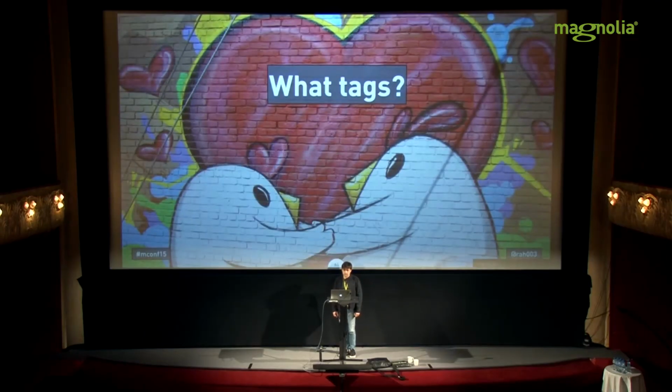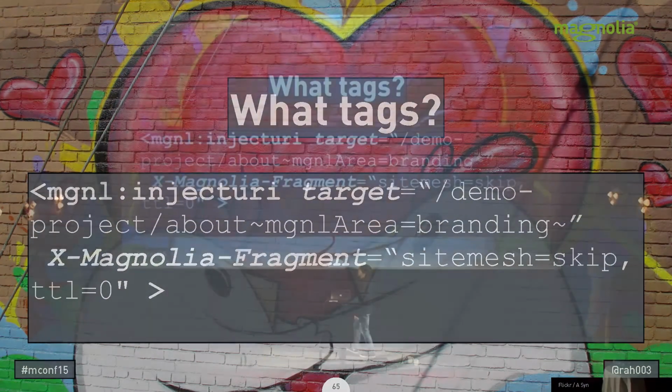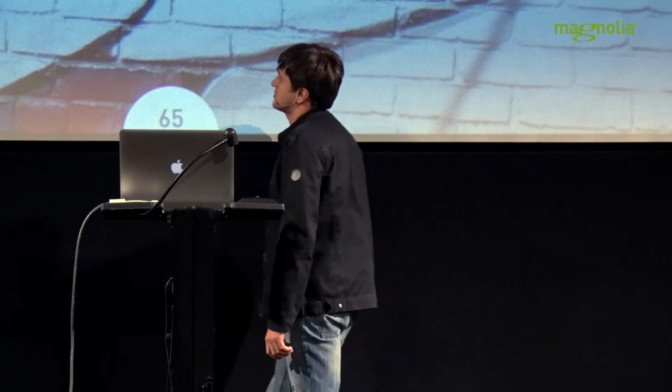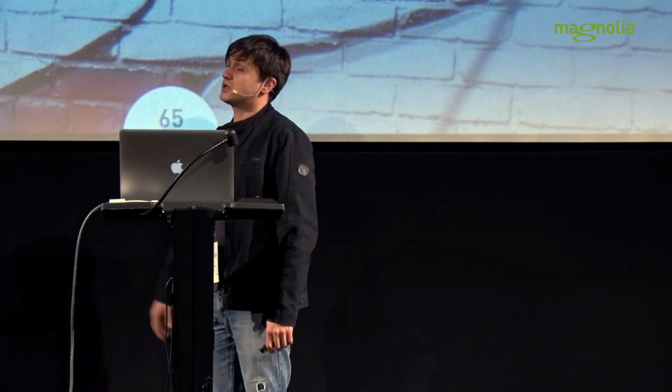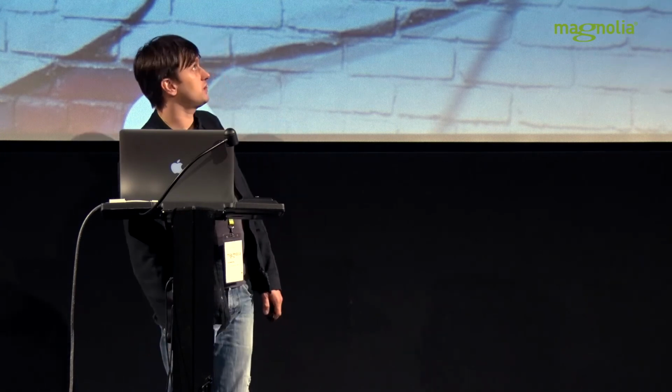Now wait, what tags? How did those tags get in, right? These are the tags which we are now inserting into the content. This one in particular says that there is an area branding, which I want to introduce into the about page, and I'm telling SiteMesh to skip processing of it because it doesn't have any dynamic snippets inside. I'm also telling it that it has the TTL 0 because I keep rebranding my company every second.